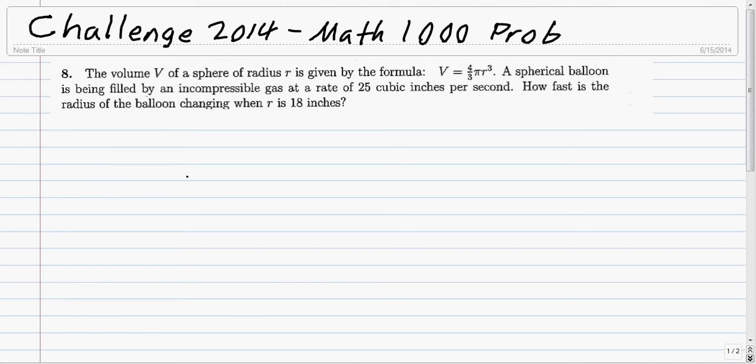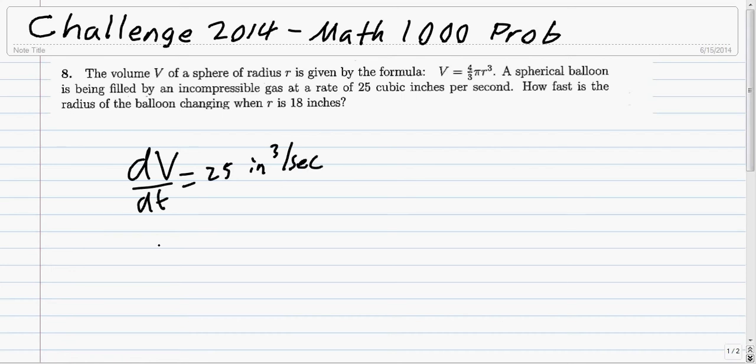So let's see what we have here from the description. The balloon is being filled up with gas at a rate of 25 cubic inches per second. What this means is that the balloon is expanding and increasing its volume at this particular rate. So the way I write this down in variable form is the derivative of the volume with respect to time being equal to 25 cubic inches per second.